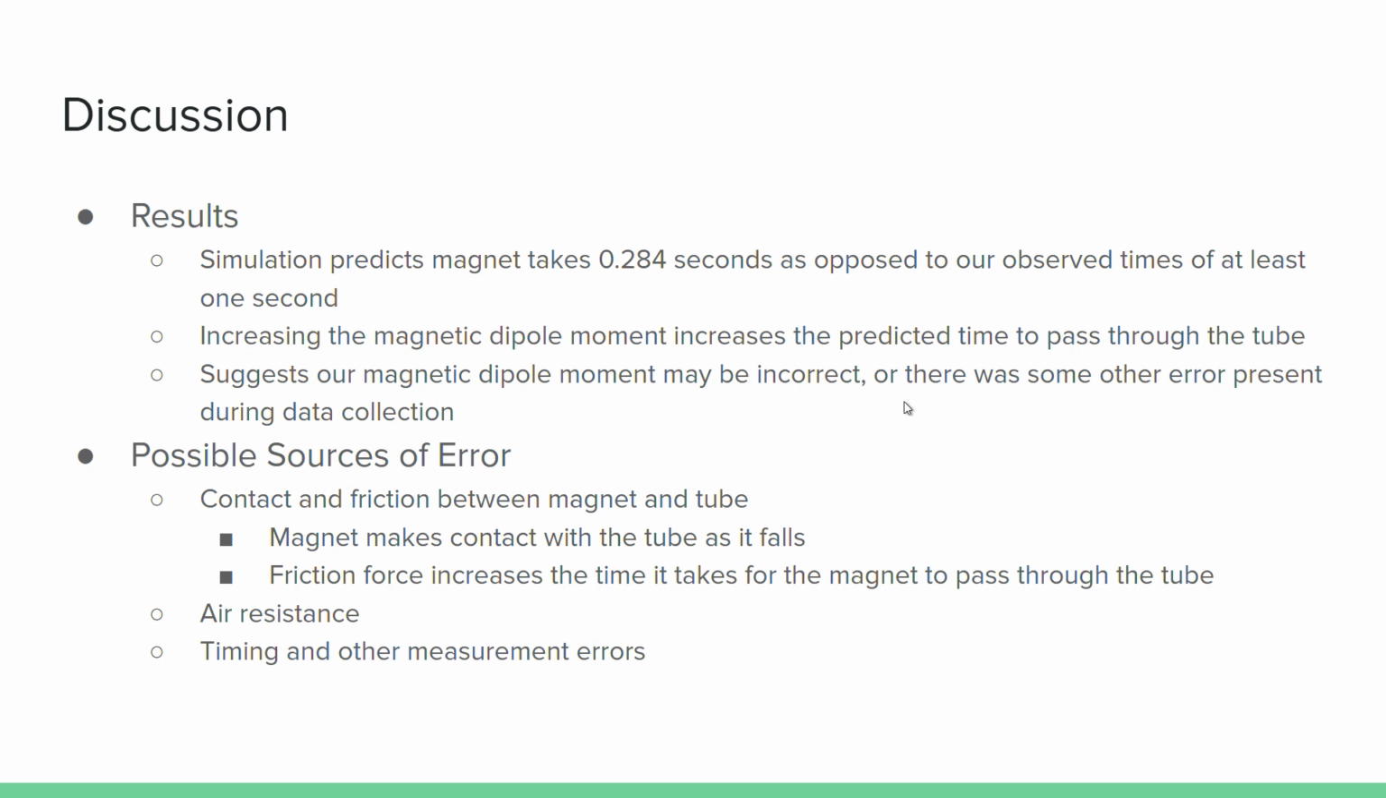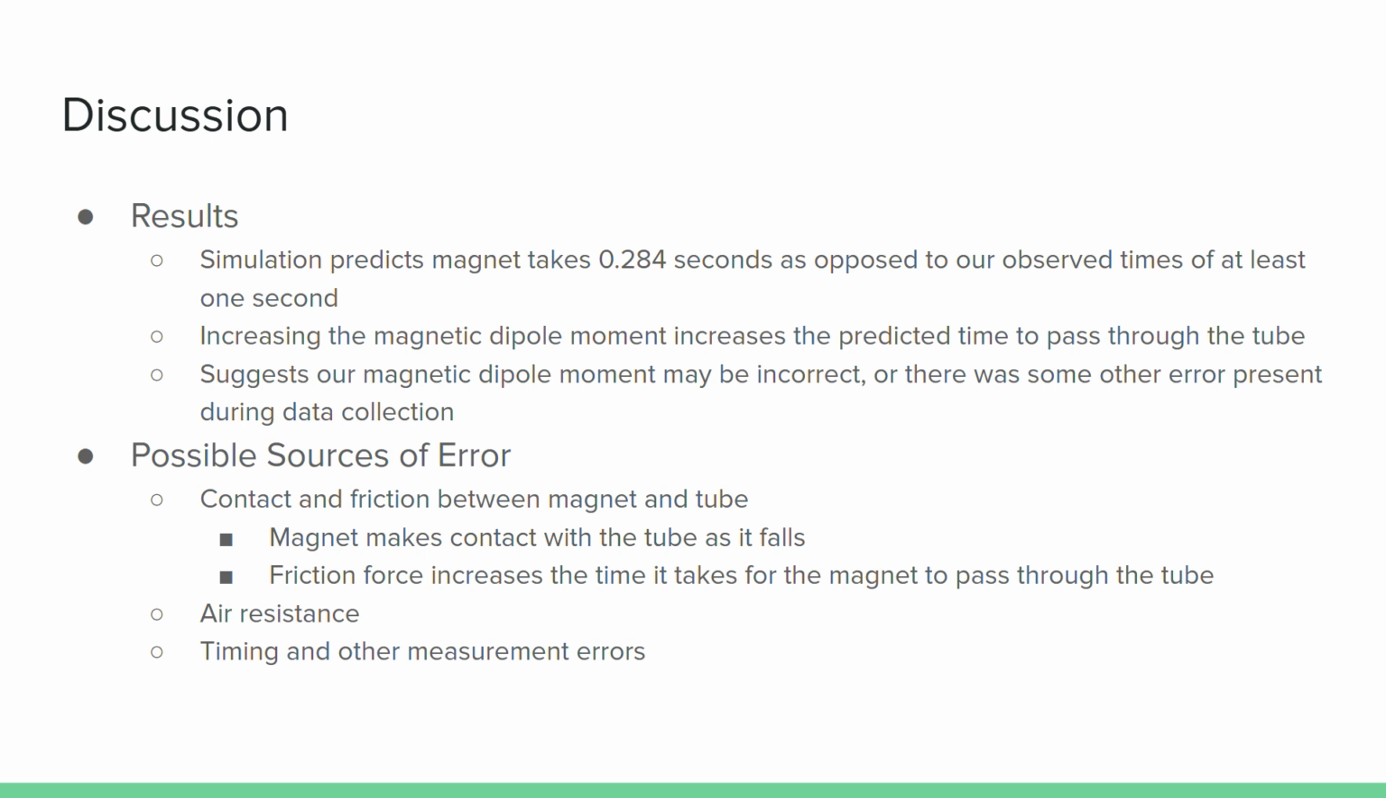Overall, the simulation predicted that the magnet would take 0.284 seconds, as opposed to our observed times of at least 1 second. This means that increasing the magnetic dipole moment may increase the predicted time to pass through the tube, and suggests that our magnetic dipole moment may be incorrect or there was some other significant error present during data collection.